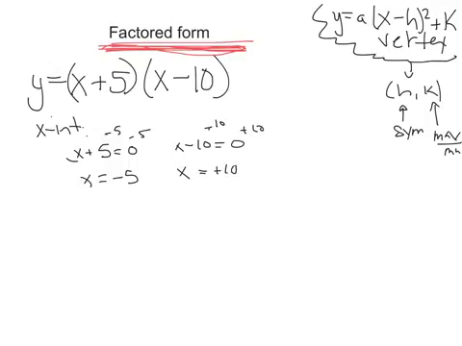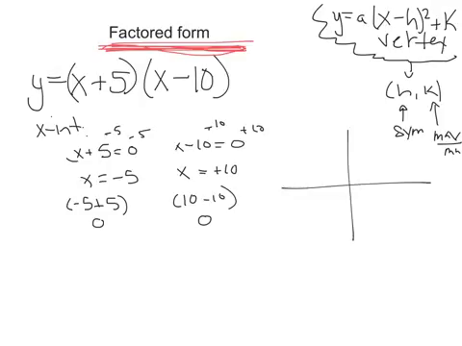So when x is positive 10, it'll equal 0, and when x is negative 5. And you can check that by just plugging that back in. Negative 5 plus 5 is 0, and 10 minus 10 is 0. So we know that on our graph, at x equals negative 5 and at x equals positive 10, it's going to cross the x-axis. Those are the values of 0.